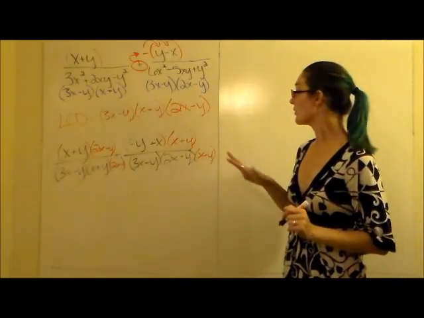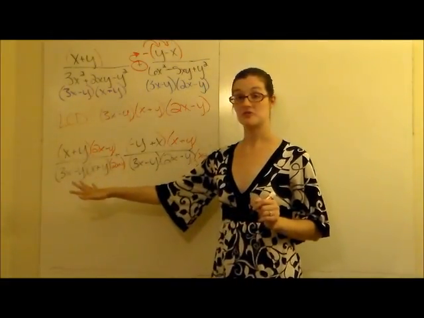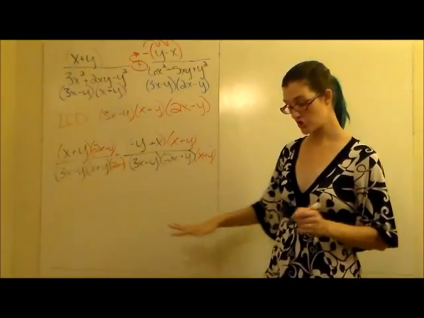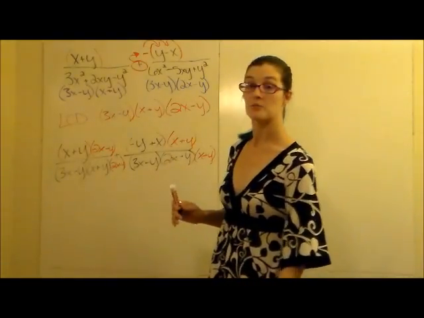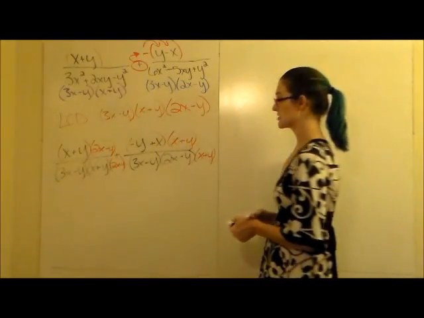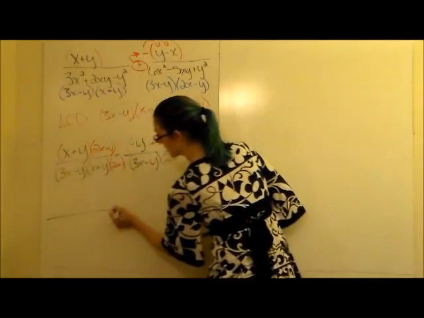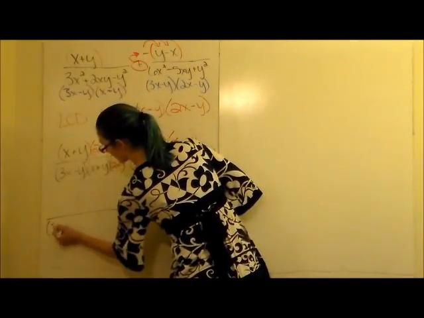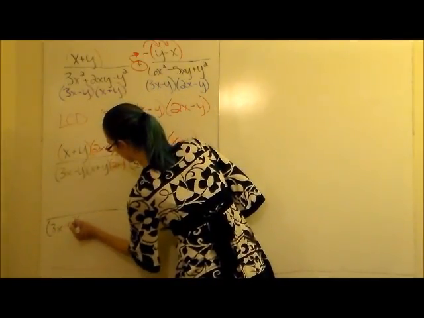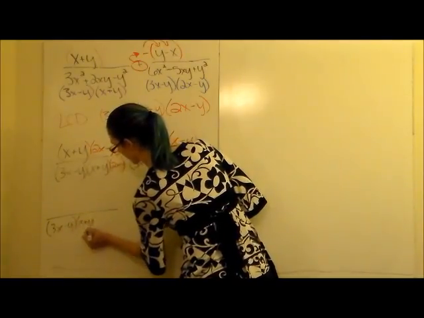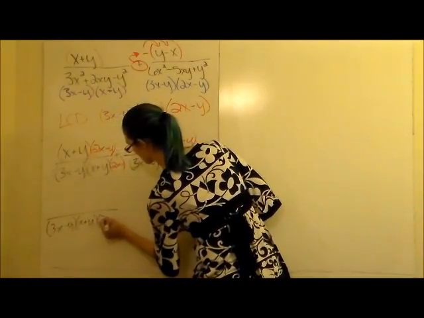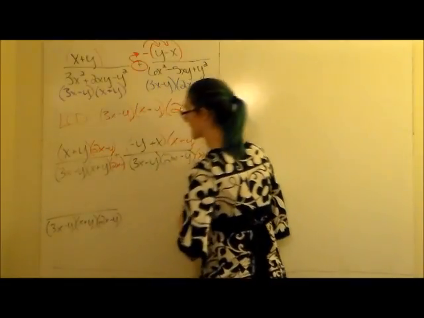Okay. We're going to leave our denominators factored. We don't want to change those. We're going to go ahead and multiply the numerators. So I'm going to write my denominators out really quick. 3x minus y, x plus y, and 2x minus y.